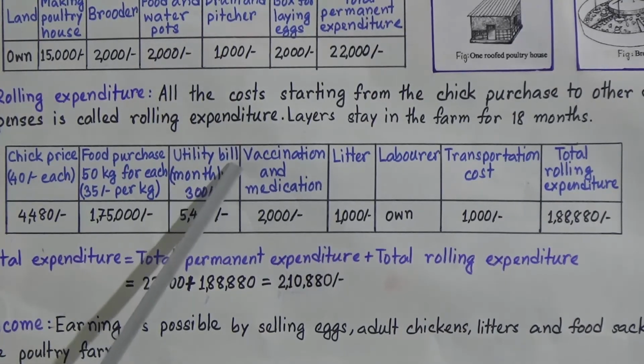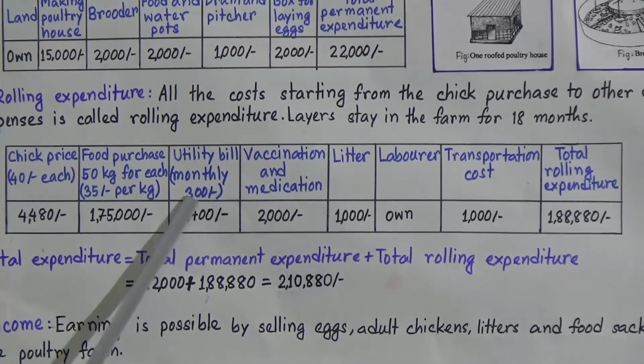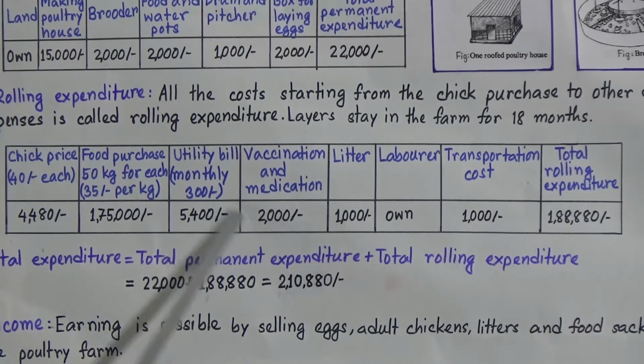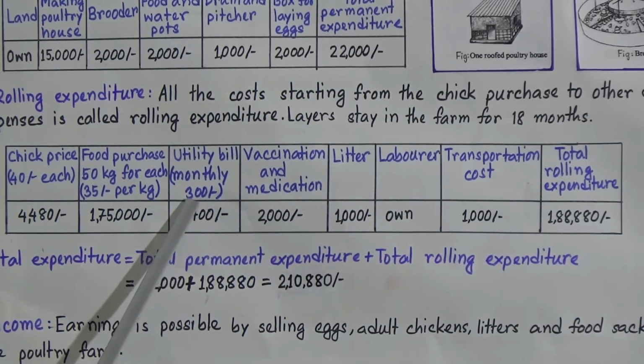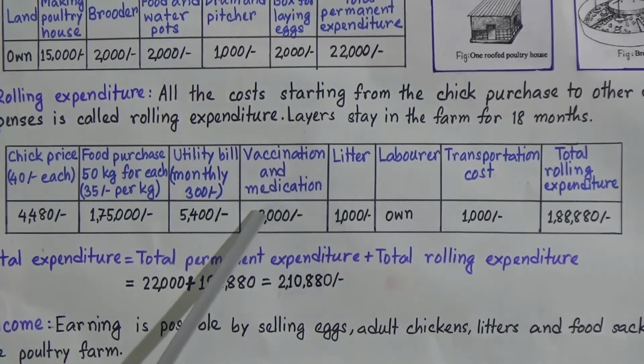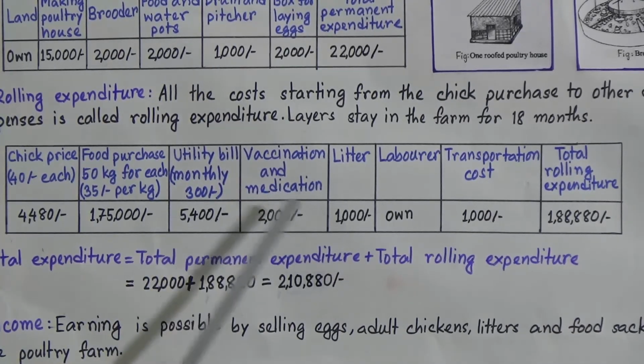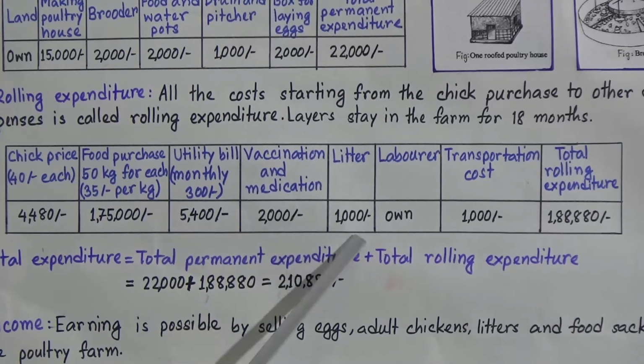And now utility bill monthly 300. So if you think about the 18 months, it will be 5,400 taka. Just multiply 300 by 18. For vaccination and medication, we need 2,000. And for litter, that means the poultry bed, we need 1,000.